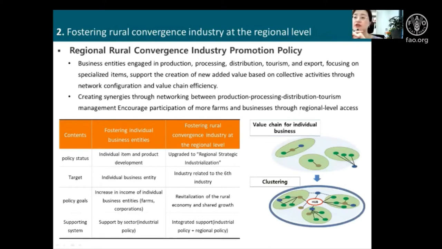The core of the regional convergence industry nurturing policy is to make it work by integrating it around the hub rather than doing individual businesses at every stage of the value chain. The target has been expanded from supporting individual business entities to supporting front to back linked businesses. The policy goal has aimed to revitalize the economy and grow together in the rural areas, going beyond increasing the income of individual businesses.